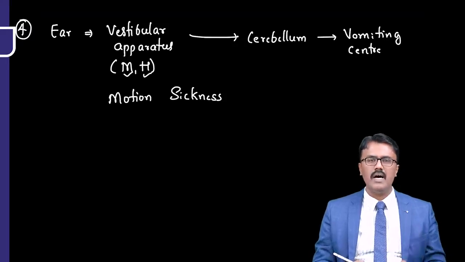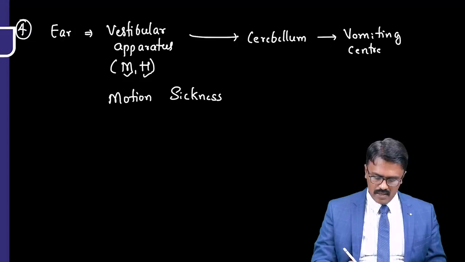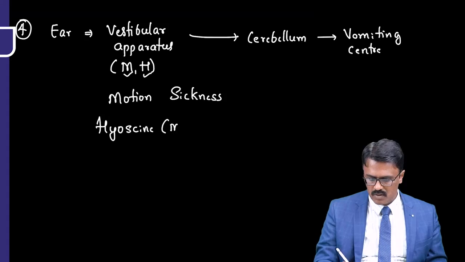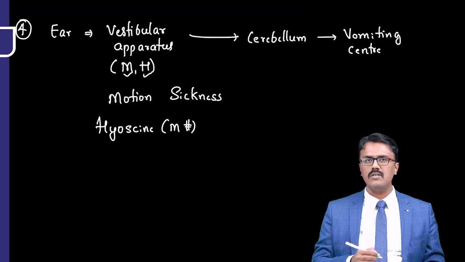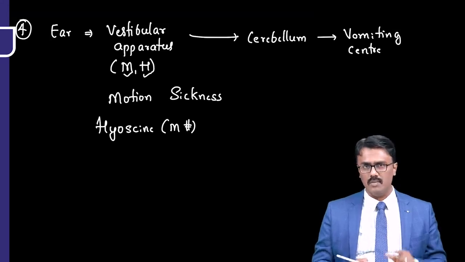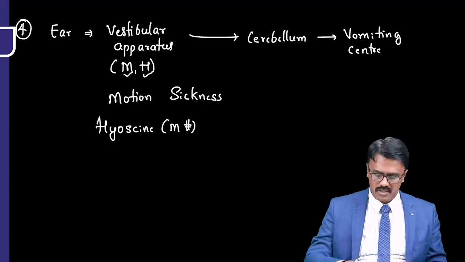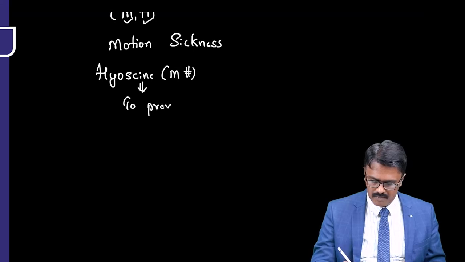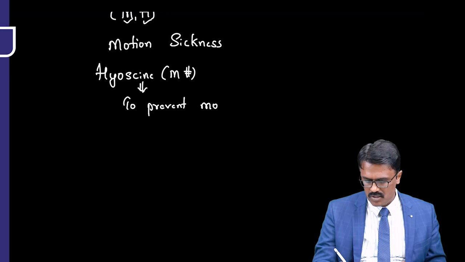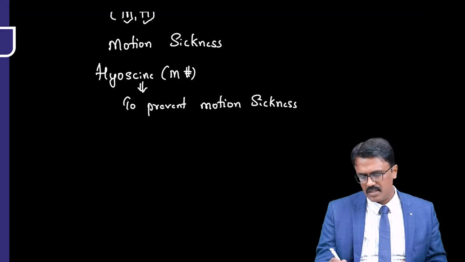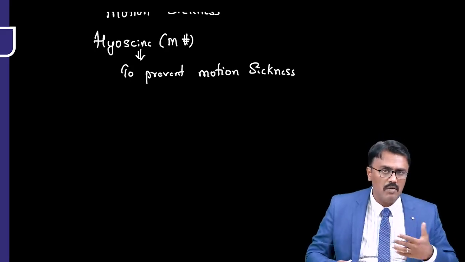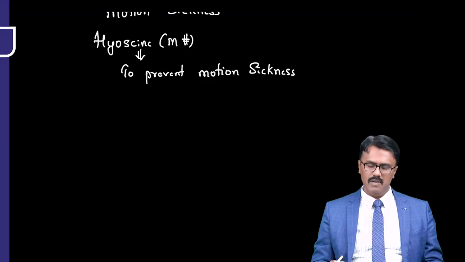So what should I do? I have to block that. Now the anticholinergic drug is called hyoscine, which blocks the muscarinic action, and hyoscine is used not to treat. Remember, it's used to prevent motion sickness. Write down hyoscine to prevent motion sickness. Now please understand, they will not treat. If motion sickness has already occurred, the patient is already vomiting, then they will not work. So they will prevent it.